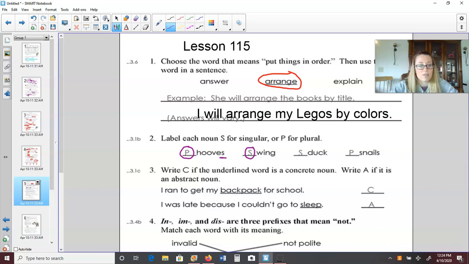Duck, you saw a duck swimming in the pond. Duck is singular, only one. And snails, if you had several snails in your fish tank, that means more than one, so plural.